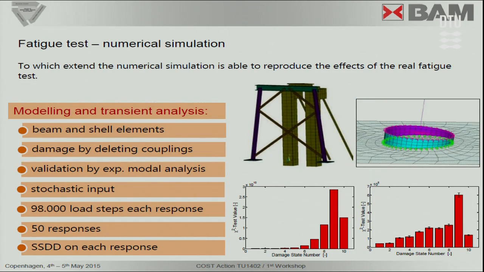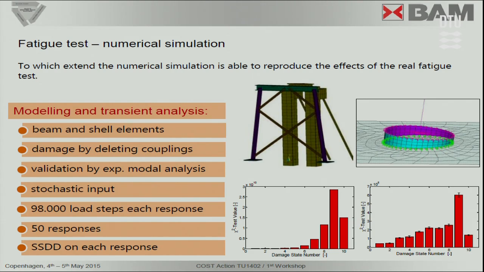Then, as I said, we modeled the lab structure classically with beam and shell elements, mostly beam. Only in the area of the damage, for a higher resolution, we used shell elements. Damage was induced by dilating couplings, and we inserted contact elements to have a correct opening and closing of the damage.